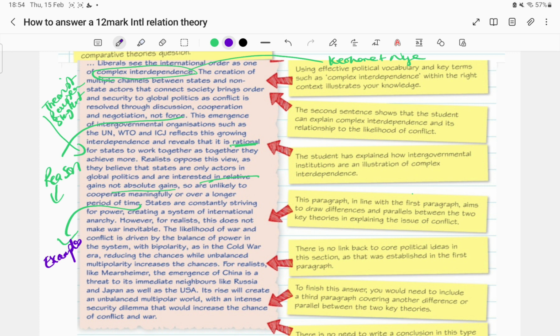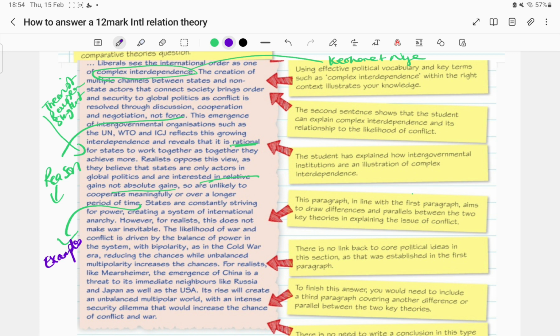So yes, these kinds of institutions can lead to peace, but realists are right when they say they use these in a self-interested way, which doesn't take away from liberalism, because liberals do say that we are self-interested, but we are rational enough to understand that if we work together, things will be better.